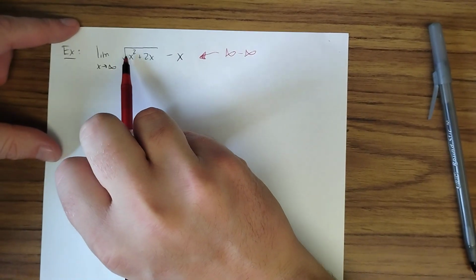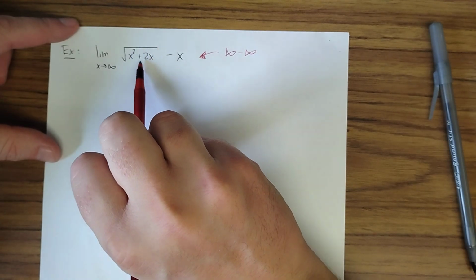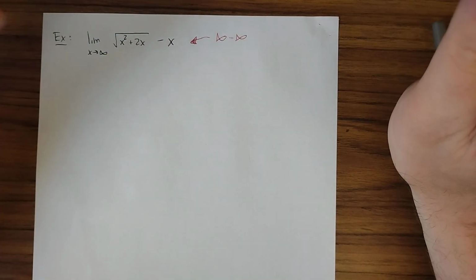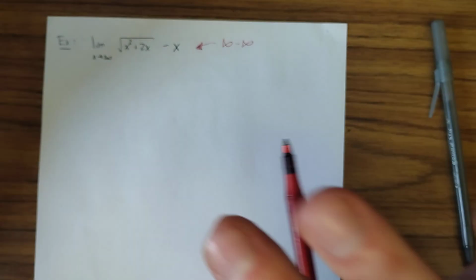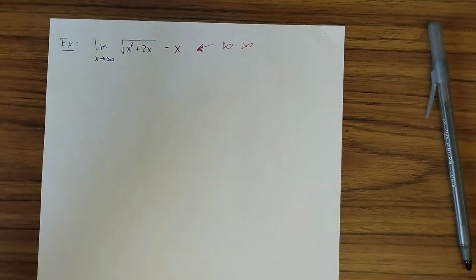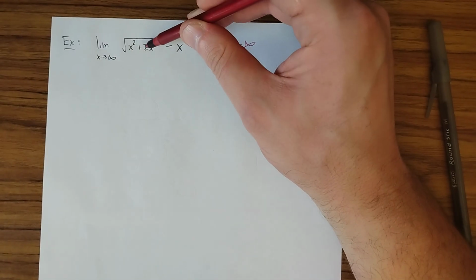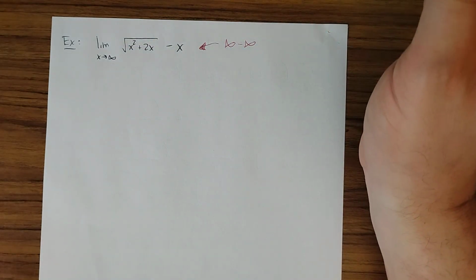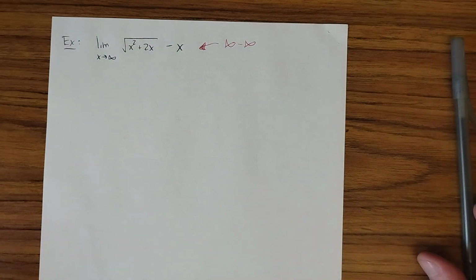because x is going to infinity, so this thing is going to infinity, and of course the square root of, roughly speaking, infinity is infinity. If I take the square root of a larger and larger number, it just grows beyond any bound. And so this part's going to infinity, and then I'm subtracting x, which is also going to infinity. So this is an infinity minus infinity form.